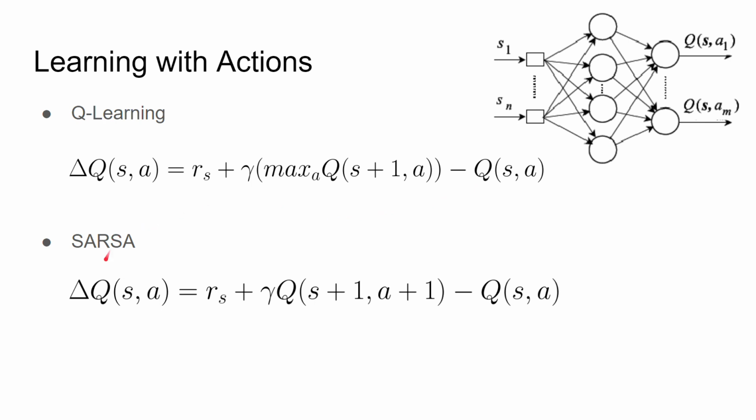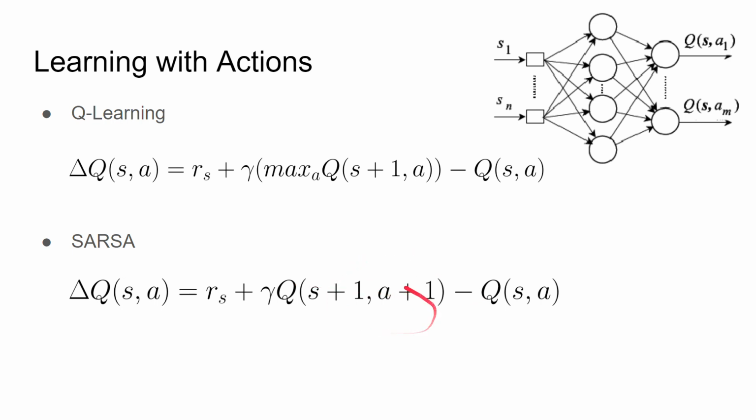Alternatively, what I could do is say, all right, well, how much do I learn? Well, it's the reward in the current state, but a discounted version of not the best action I could do in that future state. Let's go with, well, what is the action that I actually did? This is sort of saying, once I get to that new state, pick the best possible action. Whereas this is saying, look, don't worry about figuring out what the best possible action is. Let's just go with whatever action I actually eventually did do in that new state.